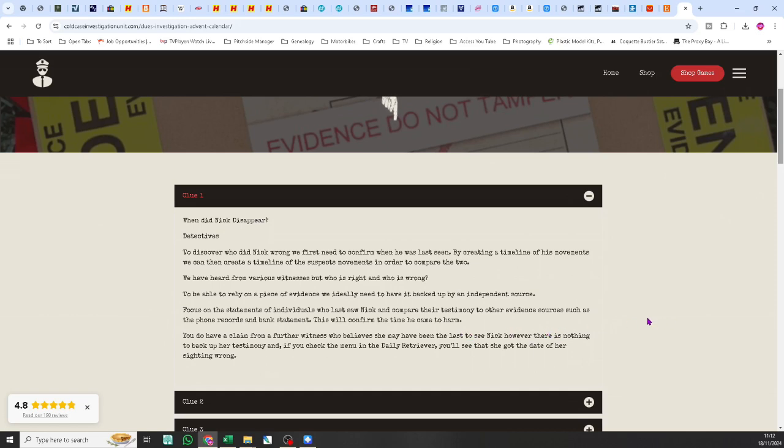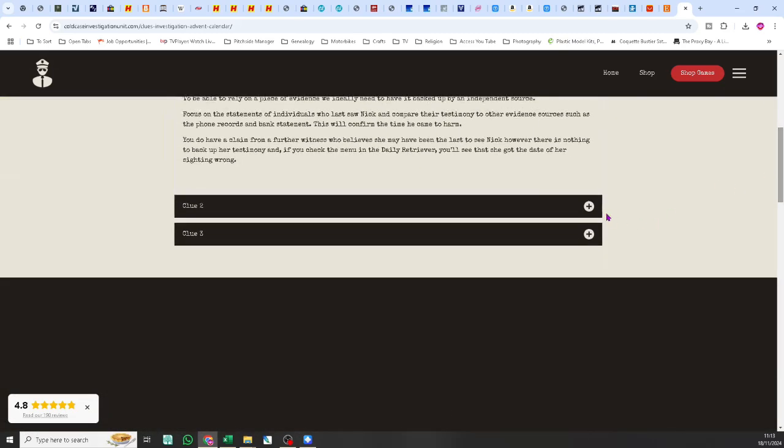You do have a claim from a further witness who believes she may have been the last to see Nick. However, there is nothing to back up her testimony, and if you check the menu on the Daily Retriever, you'll see that she got the date of her sighting wrong. So that would be referring to Riley Abel, who we know got the date wrong because she saw him on fajita night and he went missing on pie and mash night.